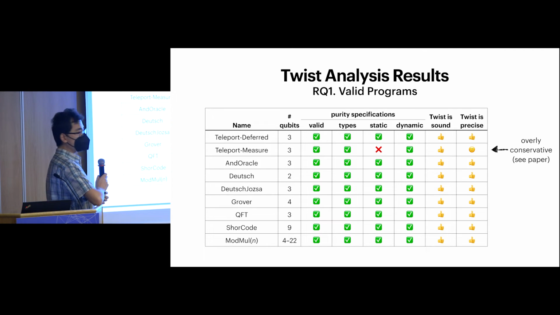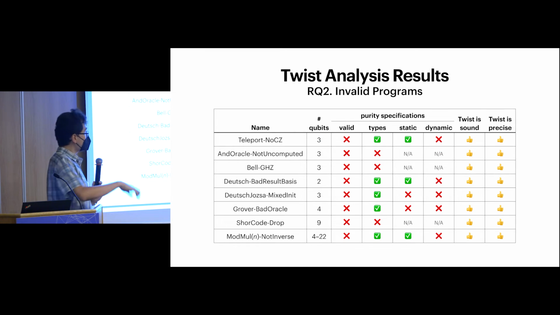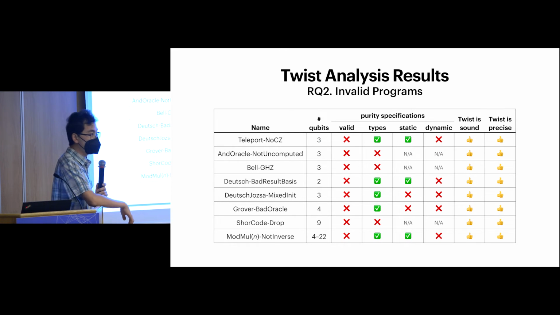So something interesting that I will point out about these results here is that, well, Twist is sound and precise for all but one of the programs here, this teleport measure program, in which case you can see that the static analysis actually fails, meaning that the static analysis is overly conservative, but the dynamic analysis passes. And I'll come back later to what's going on with this test case. But for now, let's move on to the actual interesting invalid programs.